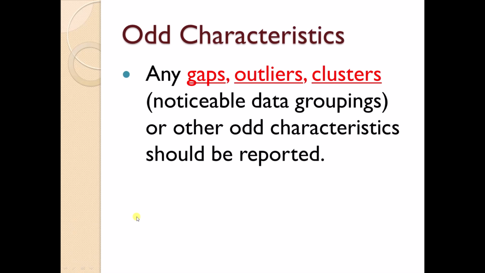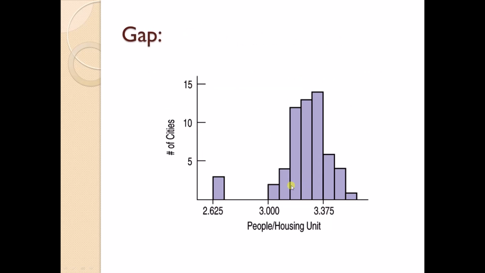All right, I guess we're on the arrow. Okay, so the O is for odd characteristics. So anytime you see a gap where there's just an empty spot with no data, outliers, clusters, these would be considered to be odd, and they should be reported. And you should ask yourself, what are they doing there? Maybe they shouldn't be there, or maybe they should. This depends. See the gap?